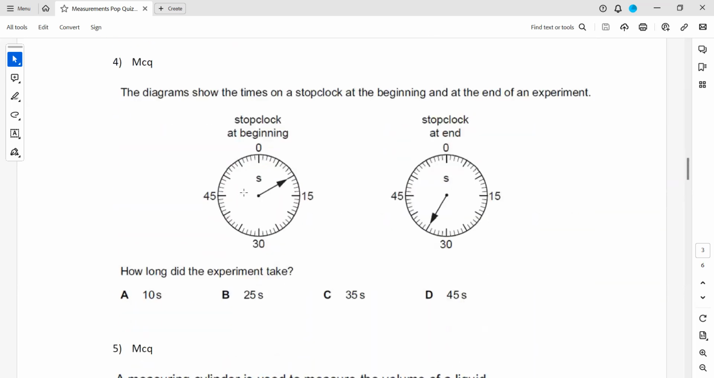In question 4, the diagram shows the time on a stopwatch at the beginning and at the end. In the beginning of the experiment, it was 10 seconds and at the end of the experiment, 35 seconds. So what's the duration? 35 minus 10 would be the right answer, because we need the interval, so it is final minus initial.